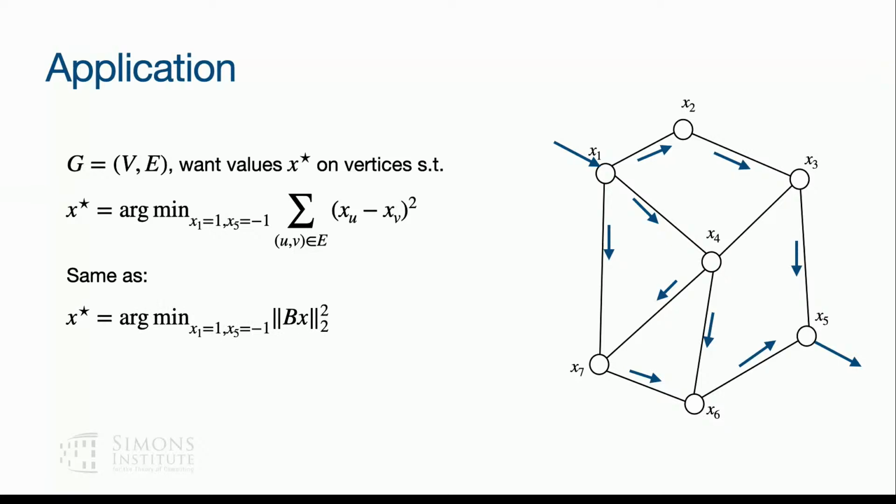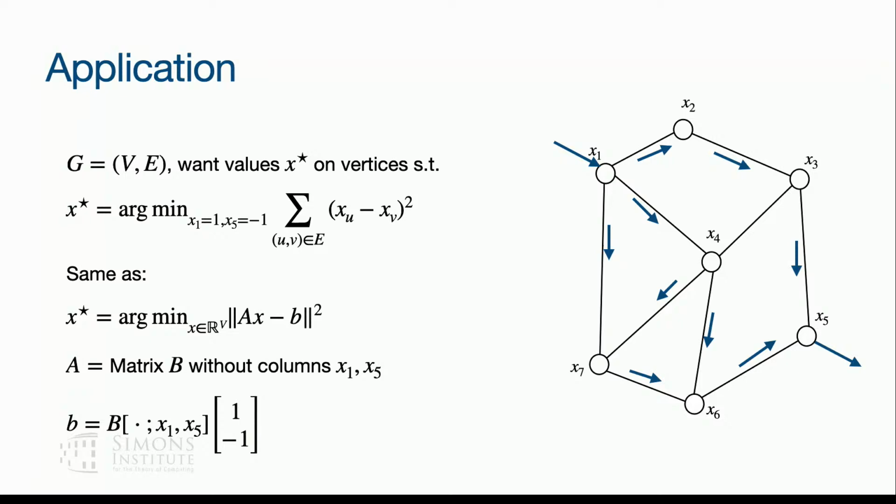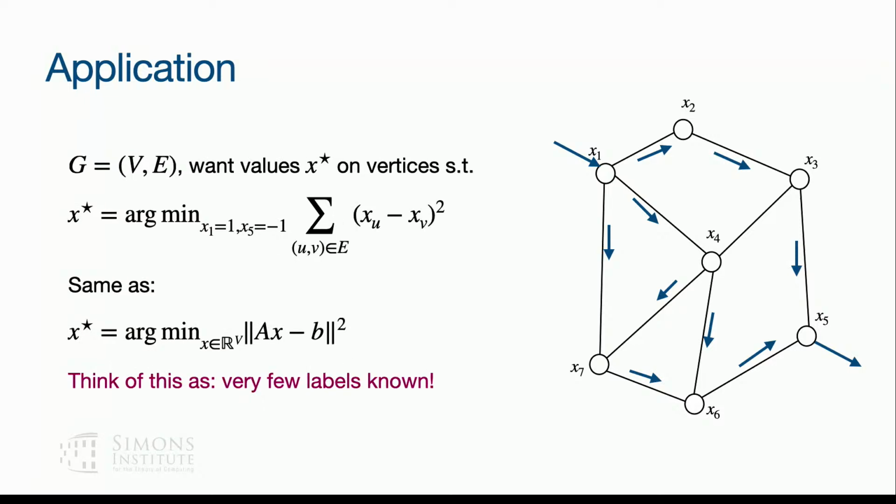And you can formulate this exactly as: minimize some quadratic term under some constraints, with very few constraints. And this matrix is just the edge vertex incidence matrix. And you can also translate this to the formulation we were looking at. But now you have very few labels. This B vector is really small. And you have a lot of data points. So this is the setting where you have very few labels.